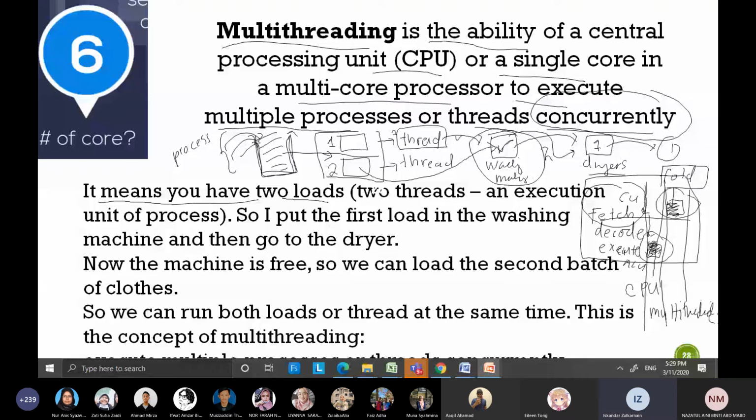I had one. So is multi-threading like a virtual core, a CPU core? Multi-threading is related to process. It's a unit of execution. Maybe I can proceed to explain about multi-core.